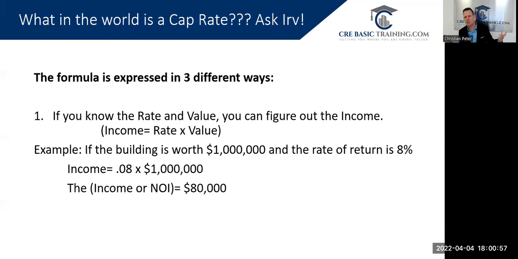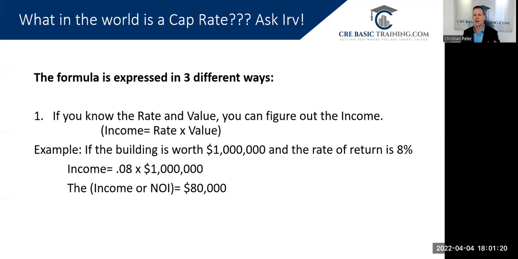So like I said, just like simple algebra, right? You have 2 of the variables, you can figure out the third, okay? If you know the rate and the value, you can figure out the income, right? So for instance, if the building's worth $1 million and the rate of return is 8%, then 0.08 times $1 million is going to give you an NOI of $80,000.